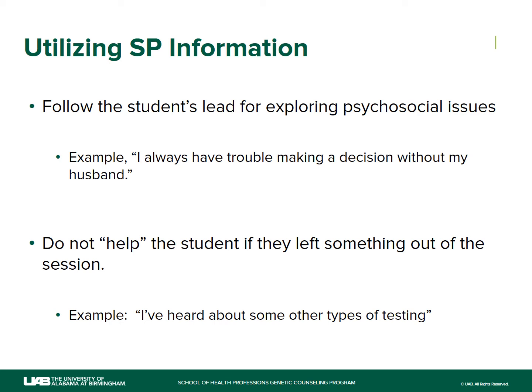So for example, if the student's doing decision making, you know based on this history that your character says, I always have trouble making decisions without my husband. But if the student doesn't ask you about your decision-making process, you shouldn't add this information on top of it, or out of context just all of a sudden interject this.